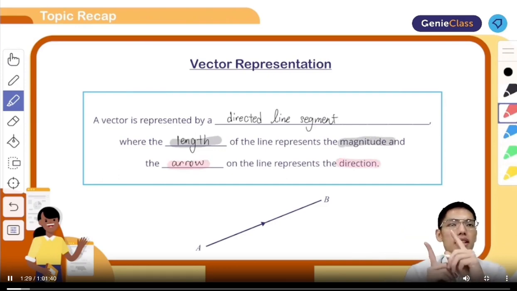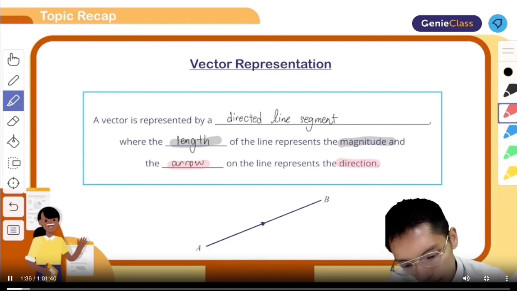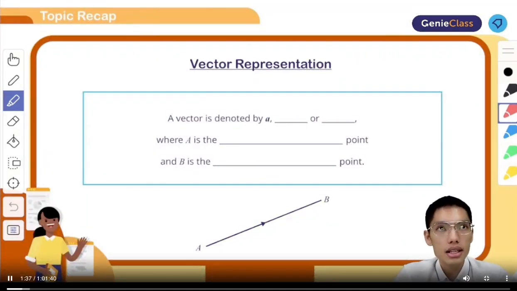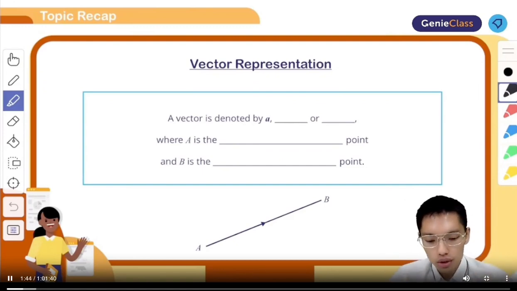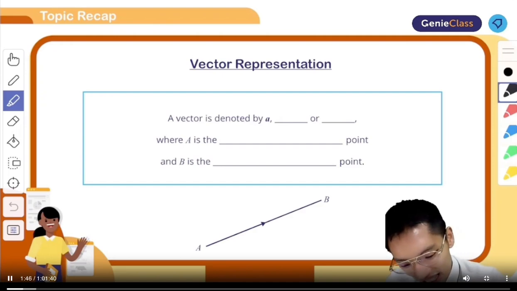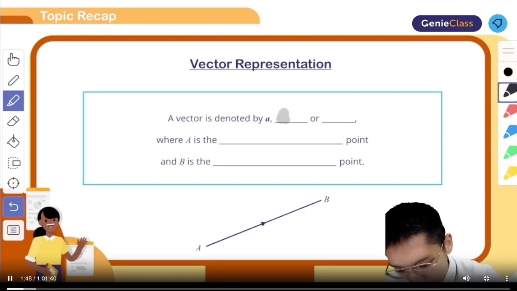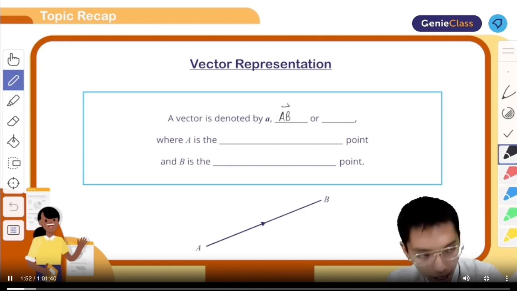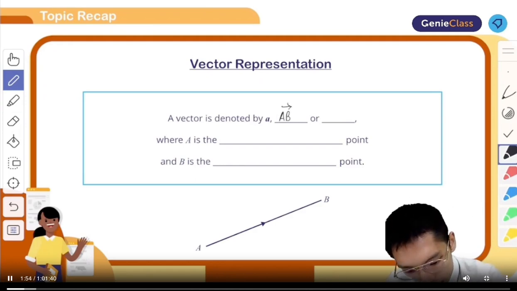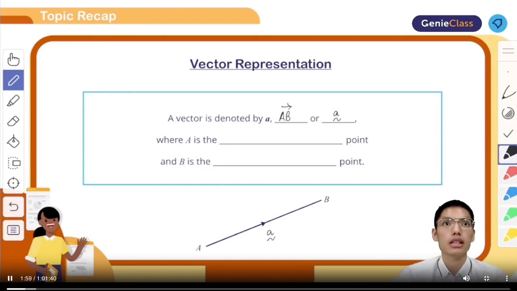In this case, my vector is going from A to B. I repeat, from A to B. Okay, so how do we represent a vector? Either we bold it, but you will not be able to bold your writing so much, otherwise you will break the paper. So in this case, A to B is written with an arrow at the top. Or if it's a single letter, A with a curly sign.